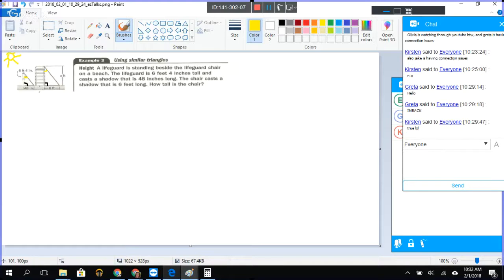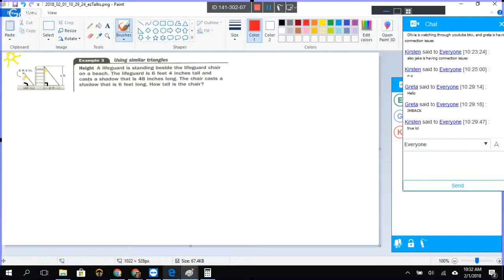Okay, so now we know that these two triangles formed by the lifeguard and the chair are similar to each other. So this is kind of the new piece of information, not really new. We just have to pull this in from Monday, okay? We know that the two triangles are similar. So similar triangles have the same angles and we know that their sides are proportional to each other.